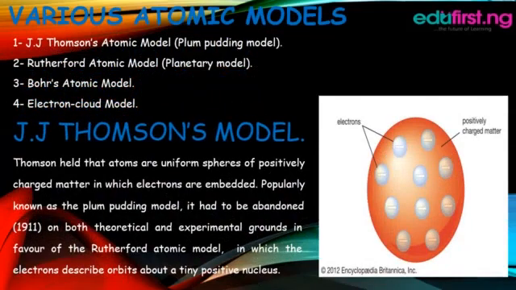Now, let's look at the various models of what? Of the atom. We have about 4 models of the atom. So let's look at them one after the other. The first one is the J.J. Thomson's atomic model, or we call it the Plum-Pudding model. The second one is the Rutherford atomic model, or planetary model. The third one is the Bohr's atomic model, and the last one is the electron cloud model. Now, let's explain these models one after the other, starting with the what? With the J.J. Thomson's model.